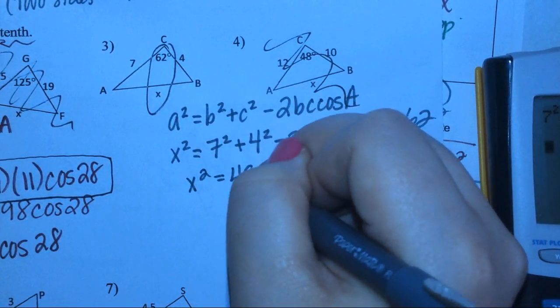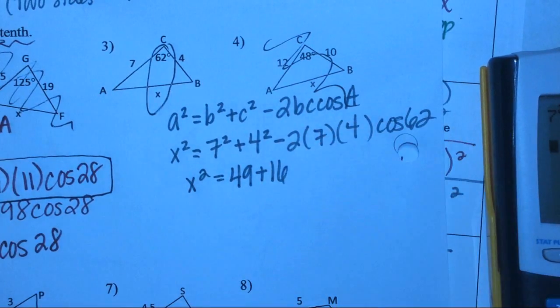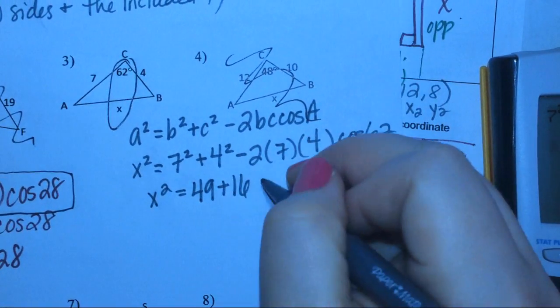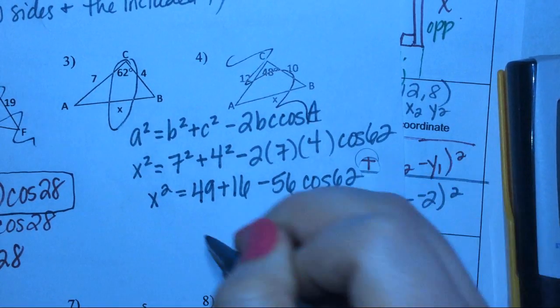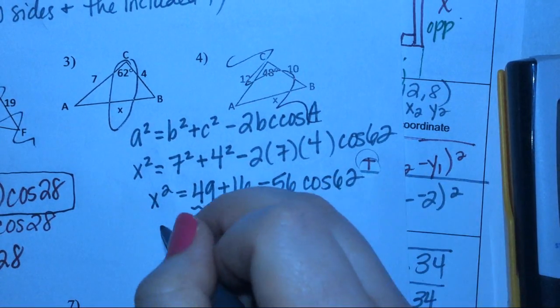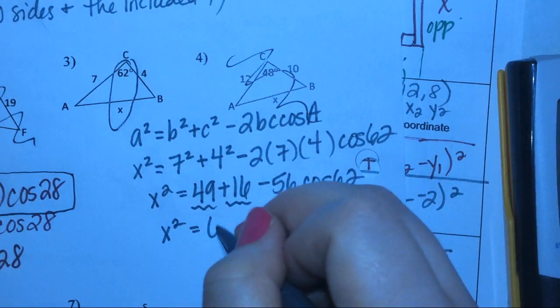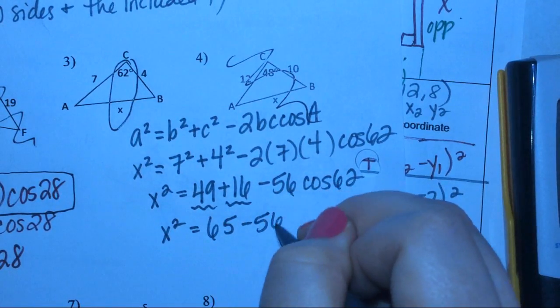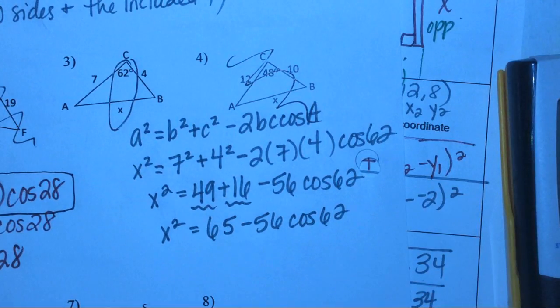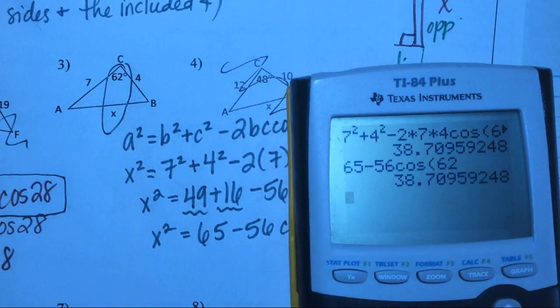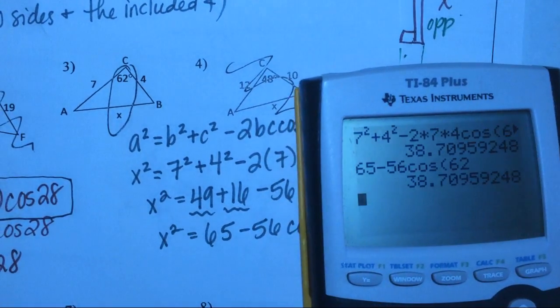So 49 plus 16. 28 times 2 is 56, minus 56 cosine 62. I can combine these two. So I get x squared equals 65 minus 56 cosine 62. Doesn't matter which way I did.